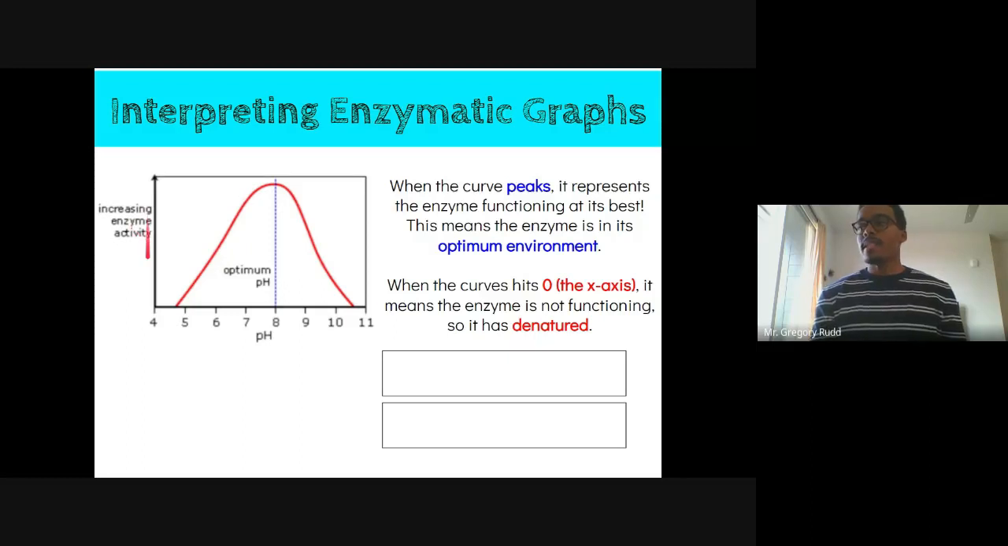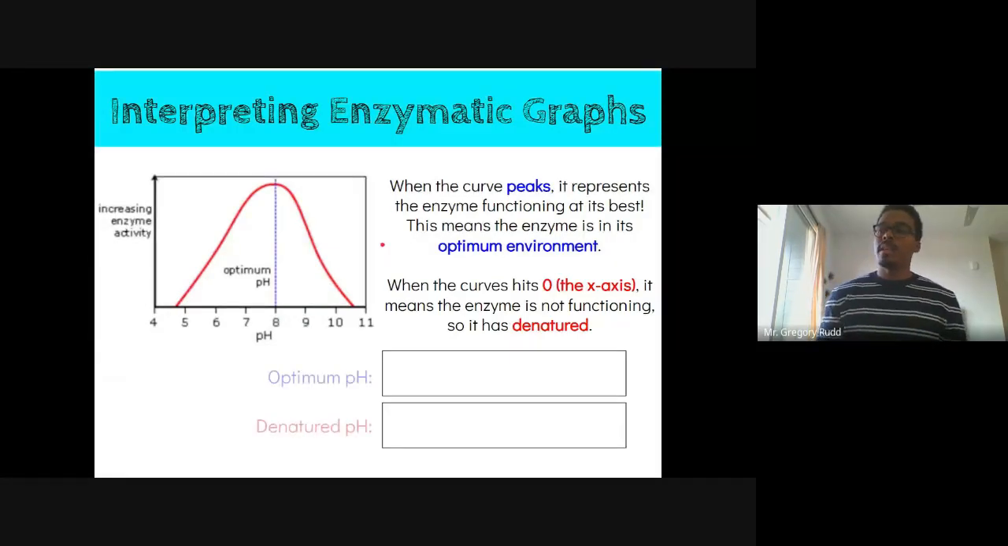So the y-axis in this case is telling us how well the enzyme is functioning. As we go up higher on the y-axis, that tells us that the enzyme is working better and better. As we move lower, that tells you that the enzyme's functioning is decreasing. It's not working as well. And then when you finally hit zero, when it hits the x-axis, the x-intercepts, that tells you that the enzyme is no longer working at all. It has zero function.